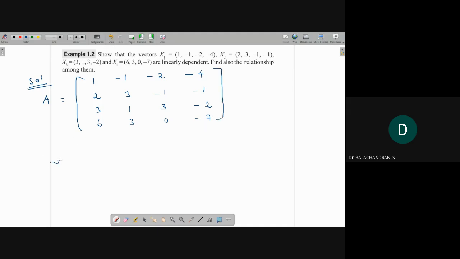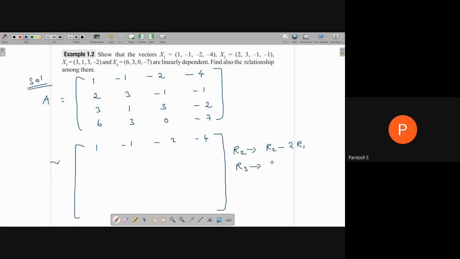So first we'll use the transformation. First row keep as it is: 1, minus 1, minus 2, minus 4. First, tell the transformation in place of R2: R2 dash, R2 implies R2 minus 2 R1. Okay, next R3 dash becomes R3 minus 3R1, because I need the relationship. And then R4 dash becomes R4 minus 6R1.